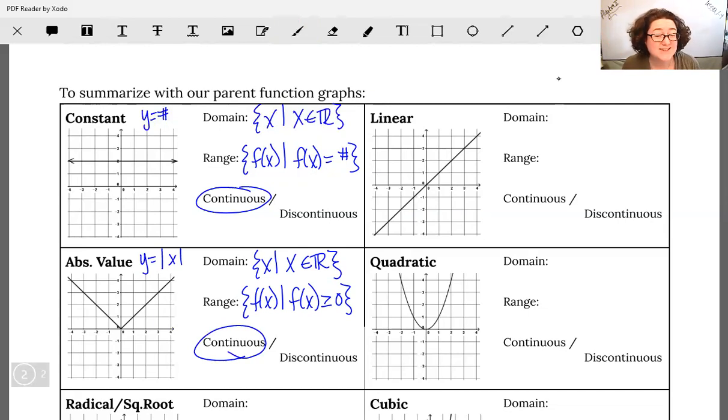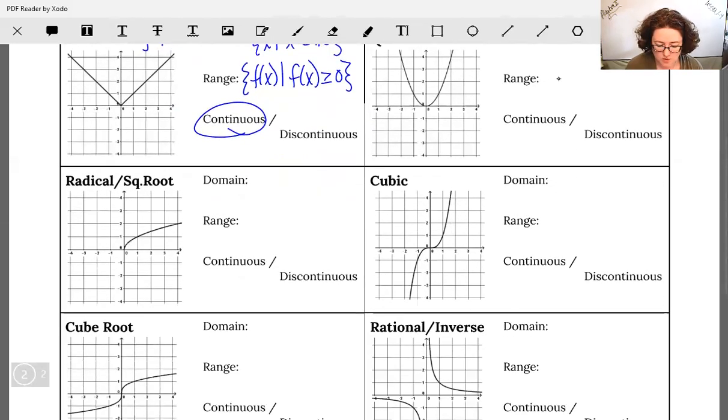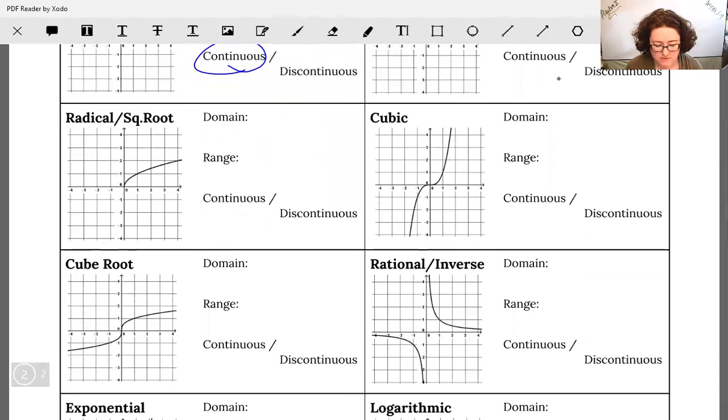Quadratic is actually exactly the same domain and range as our absolute value. So you can copy that over, and again, I'll have that for you to check in a second after I fill this out. Okay, next function, we're looking at our radical or a square root function.